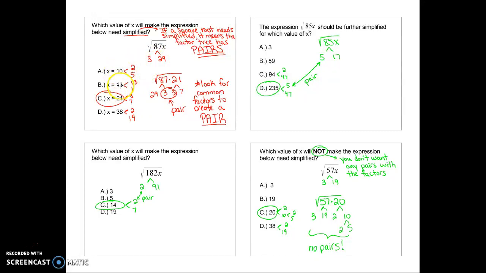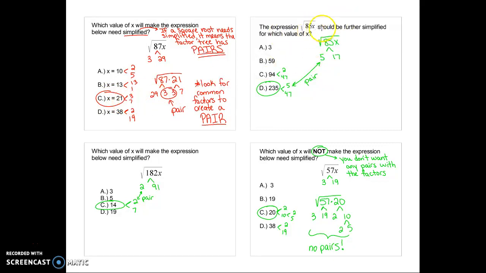If I put in a 13, 13 breaks down into 13 and 1. It's a prime number. Again, I'm not going to have any pairs to combine together. If I try 21, 21 breaks into 3 and 7. My 3's will be able to pair up, which will allow this to simplify, because remember, if they make a pair, that means I can move them to the outside of the square root, which is what you're doing when you're simplifying. So because I was able to find a pair, that means that C is your final answer.